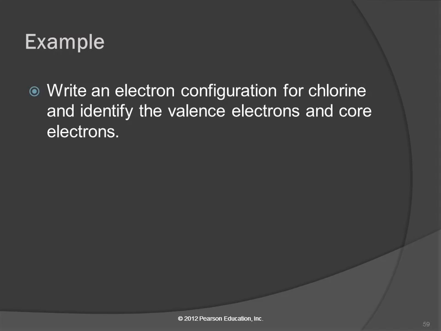Let's write an electron configuration for chlorine and identify the valence electrons and the core electrons. Chlorine has 17 electrons. So 1s2, 2s2, 2p6. There we've got 10 electrons taken care of. 3s2, 3p, so 2, 10, 12. We need 5 more, so it would be 3p5.